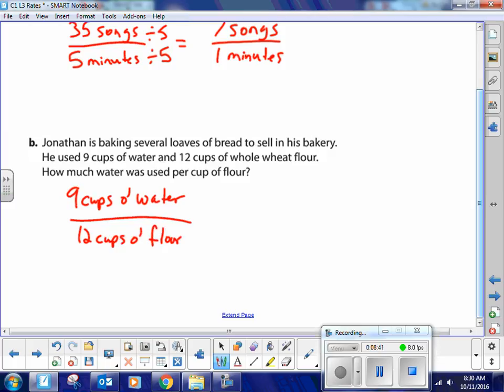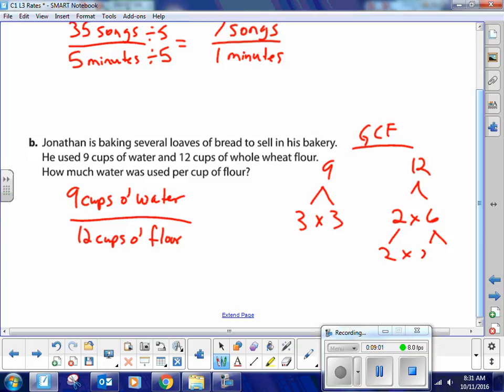Okay, I would look at this and be like, okay, the easiest number that I can pull out, the greatest common factor between those two numbers, is 3. But if you need to do the work, greatest common factor, right? There's nothing wrong with showing the work. 9 is broken down to 3 times 3, and 12 is broken down to 2 times 6, which is then broken down to 2 times 3. They each share a 3. Okay, so you can divide a 3 out of both of them.